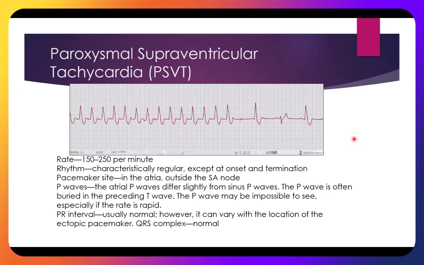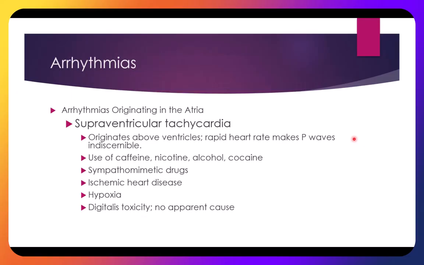Now, one of the nice things about PSVT is that once you have learned it, you've learned 99% of the next rhythm, which is SVT, supraventricular tachycardia. The causes are the same. It's rarely caused by heart disease. It's most of the time caused by stress or caffeine. You see on there cocaine and nicotine. They can increase it because those are sympathomimetic drugs.